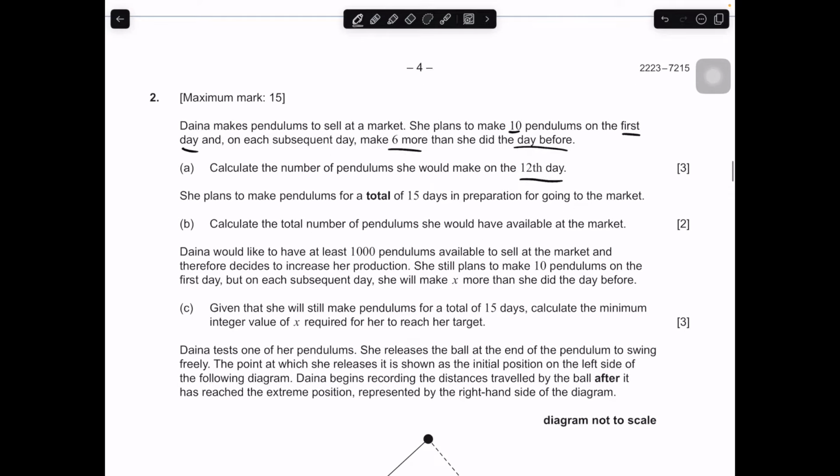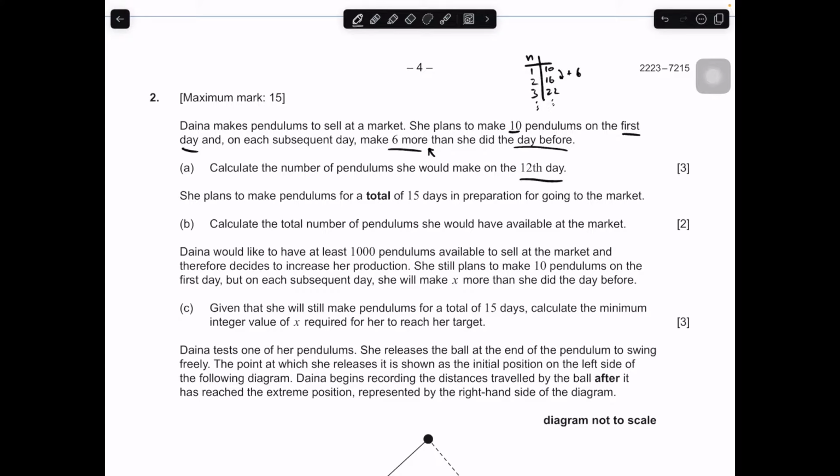So if we have this situation where on day 1, 2, 3, she's making a certain number of pendulums. On day 1 she makes 10 pendulums, and then on the second day she makes 6 more. So we're adding 6 each time. And she would make 16, and then she would make 22, and so on. So if we're adding a constant, or a set amount, for each day, then we have an arithmetic sequence. So we're in the realm of arithmetic sequences.